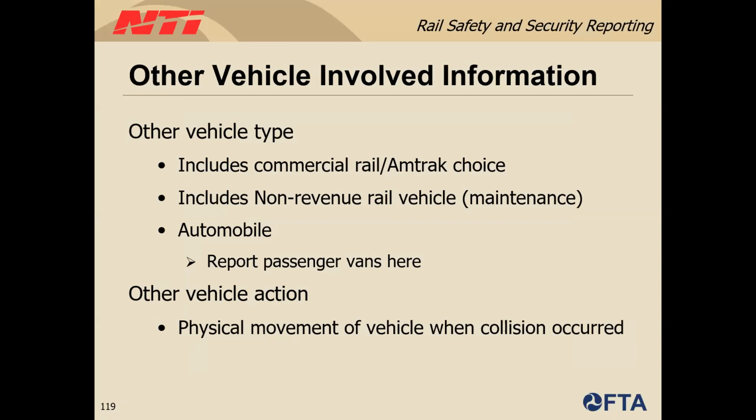Similar to the transit vehicle, the form collects the type of the other vehicle. When reporting a collision on the other vehicle form, it does have a selection for commercial rail or Amtrak vehicles, if one of those vehicles were to collide on your shared track with one of your vehicles. An automobile selection would be used for both cars and passenger vans, such as a Dodge Caravan. It also collects the physical action of that vehicle at the time the collision occurred.